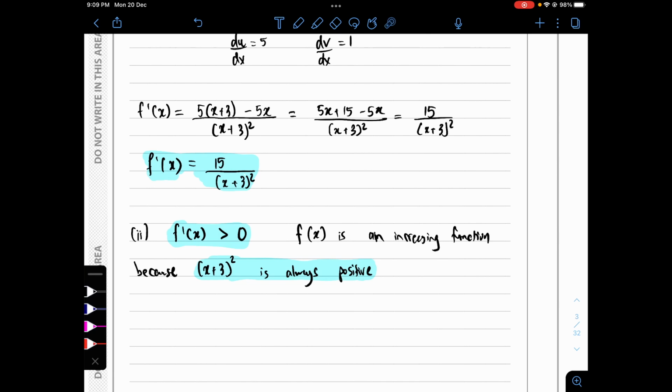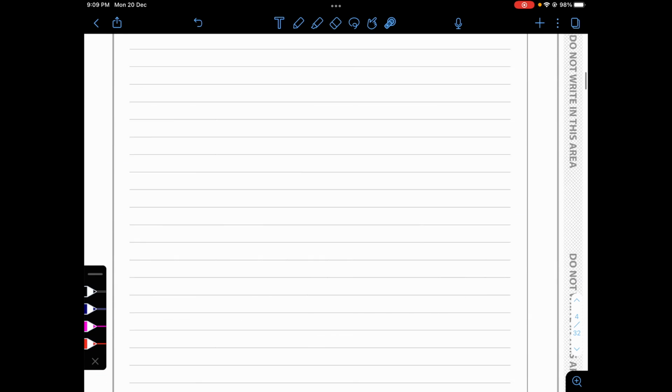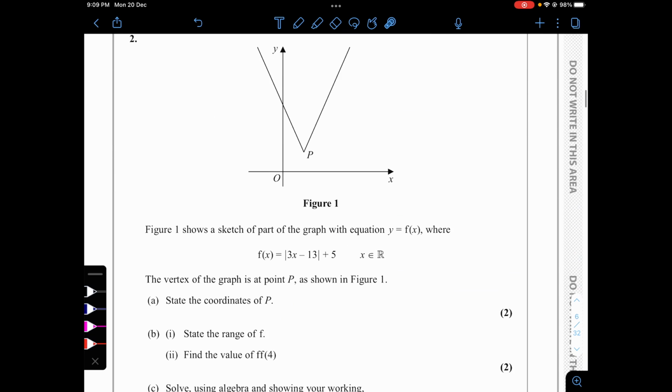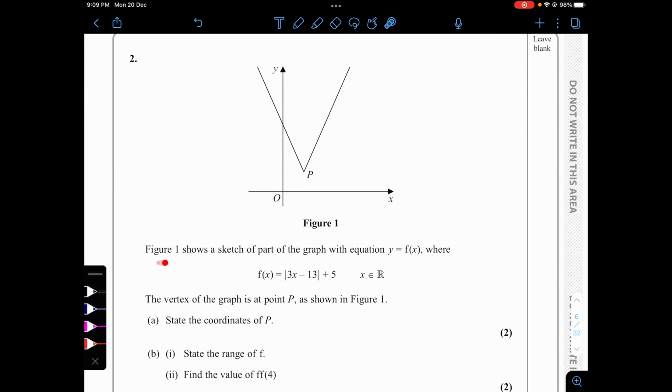Right, moving on to question number 2. So figure 1 shows a sketch of the graph with the equation y equals f of x, where f of x equals the absolute value of 3x minus 13, plus 5. So the vertex of the graph is at point P. So this is point P. As shown in figure 1, state the coordinates of P.